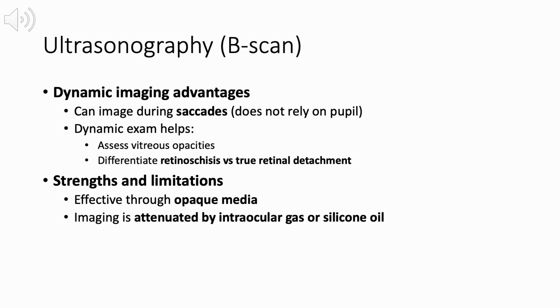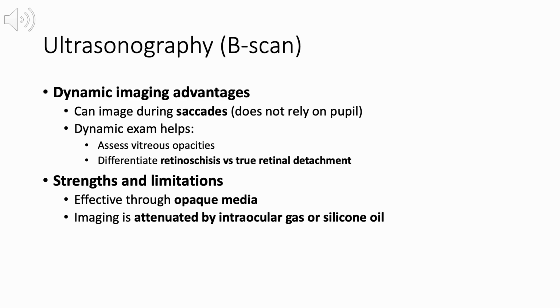One of the major advantages of B-scan ultrasonography is its ability to provide dynamic imaging. Because ultrasound does not rely on pupillary dilation or optical clarity, imaging can be performed during eye movements, including saccades. This dynamic assessment is particularly helpful for evaluating vitreous opacities and for distinguishing retinoschisis from a true retinal detachment based on differences in mobility and configuration with eye movement.